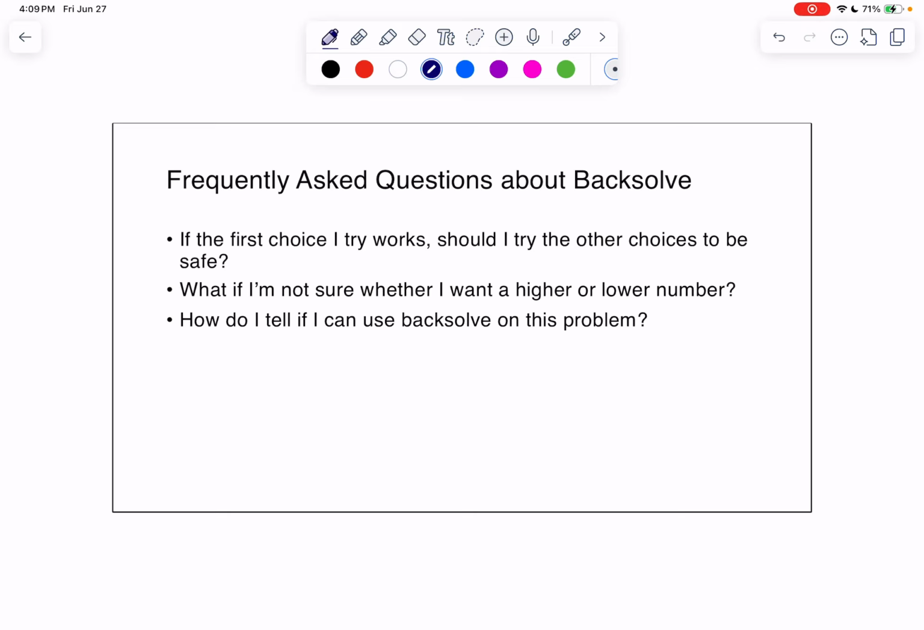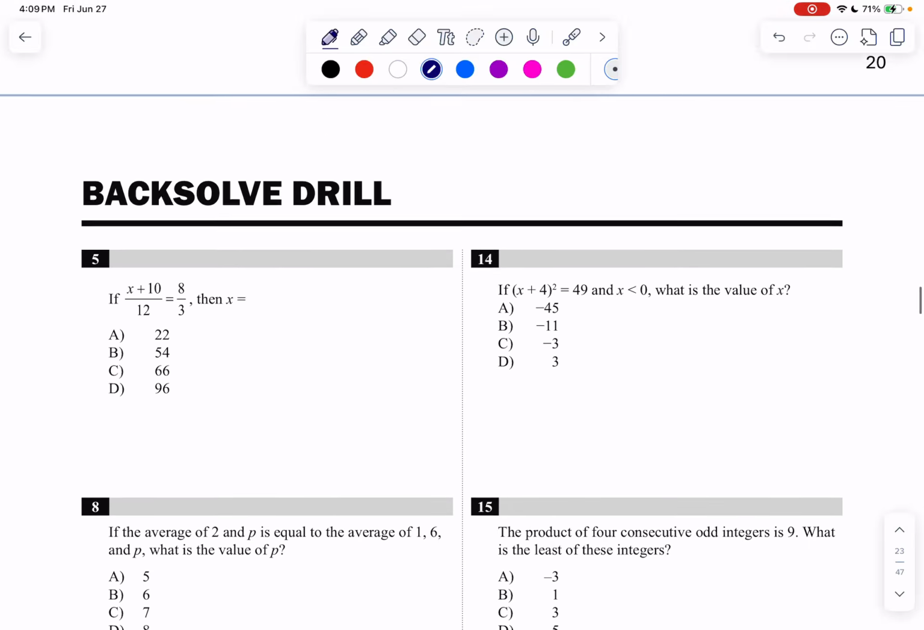So how can you tell if you can use Backsolve on a problem? You can use Backsolve on a problem usually if you're looking for a value, not a relationship, not an expression, but a number that appears in the answer choices. Sometimes you can pop it back in, especially if it's a solution to an equation or something like that. It's a great opportunity to Backsolve. So let's try a bunch of these.